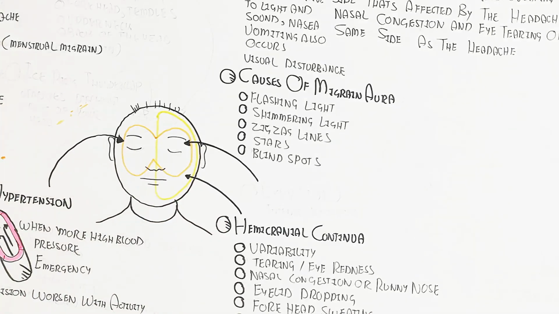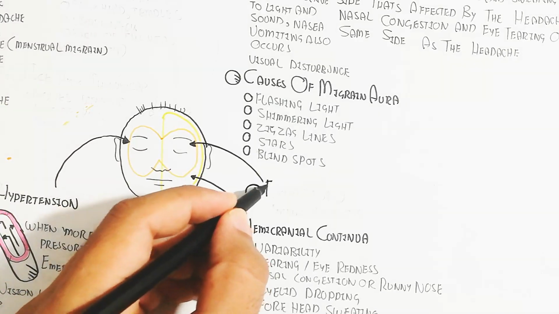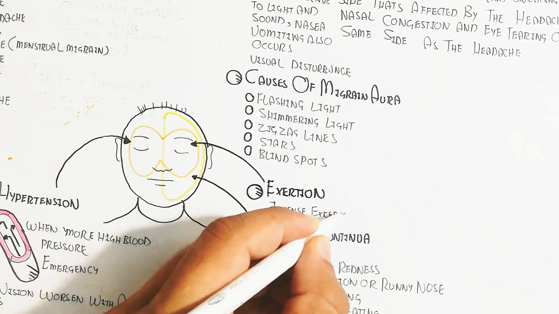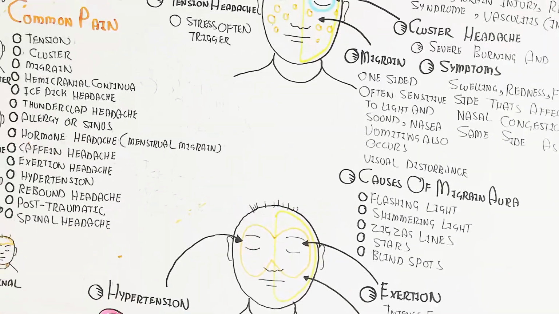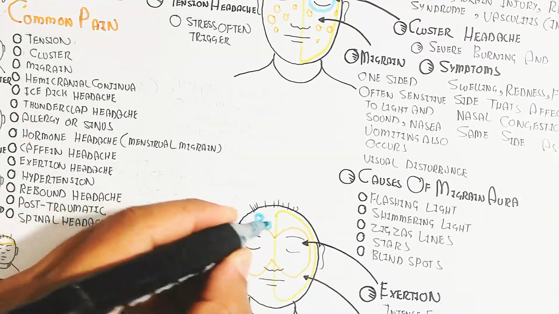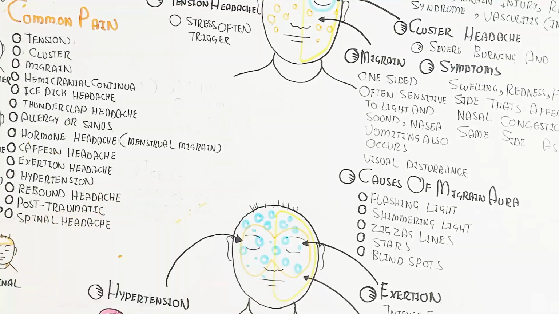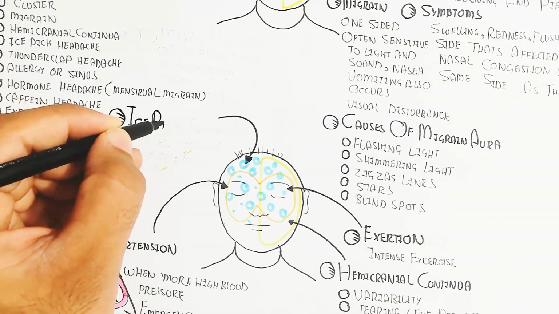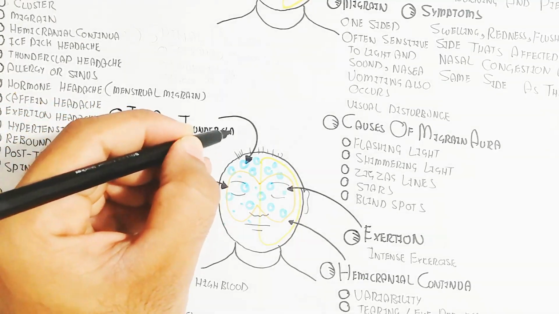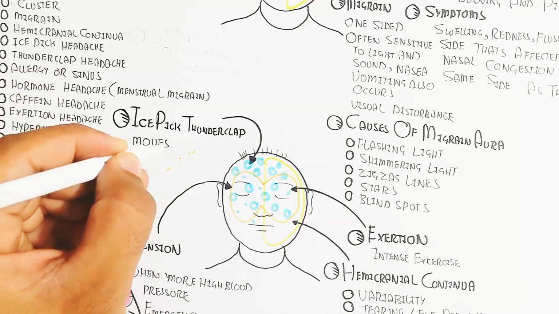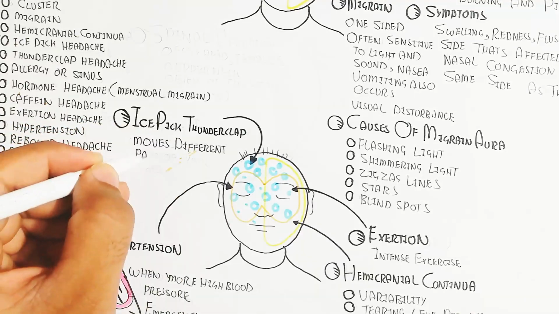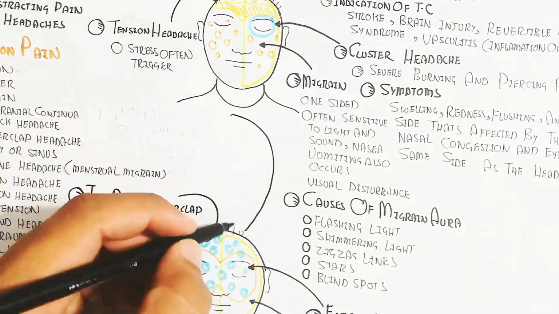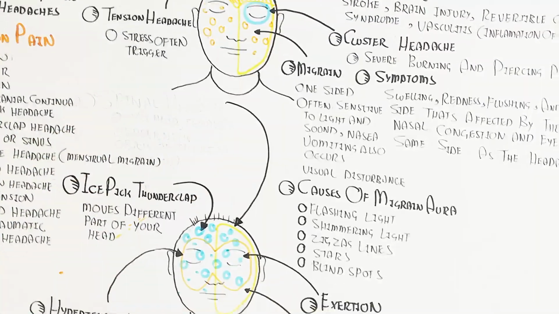Exertion is the intense exercise. When you do intense exercise, it will lead to exertion. Exertion involves something like hypertension, but remember these things. This is near the eyes and upper part of the nose and lower part of the forehead. While here, the ice pick thunderclap is a migratory pain, and this moves to different parts of your head, and it is basically due to inflammation.